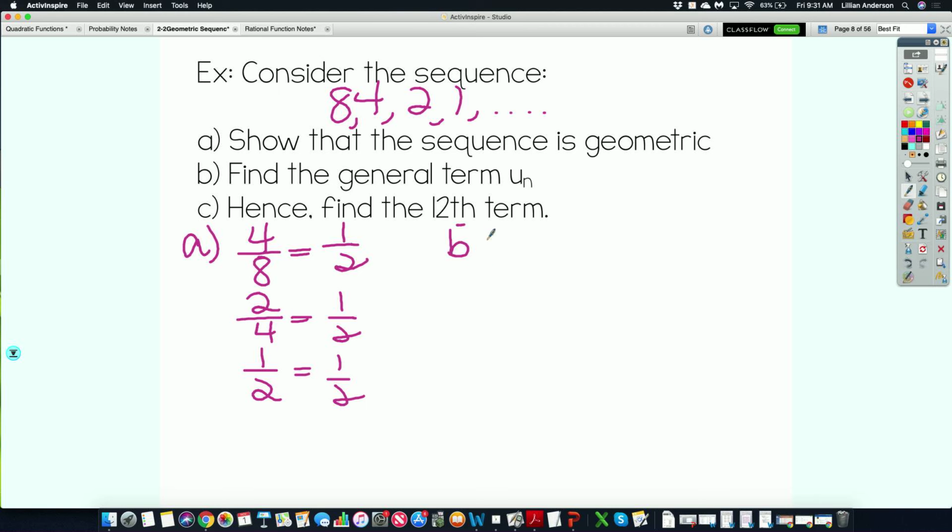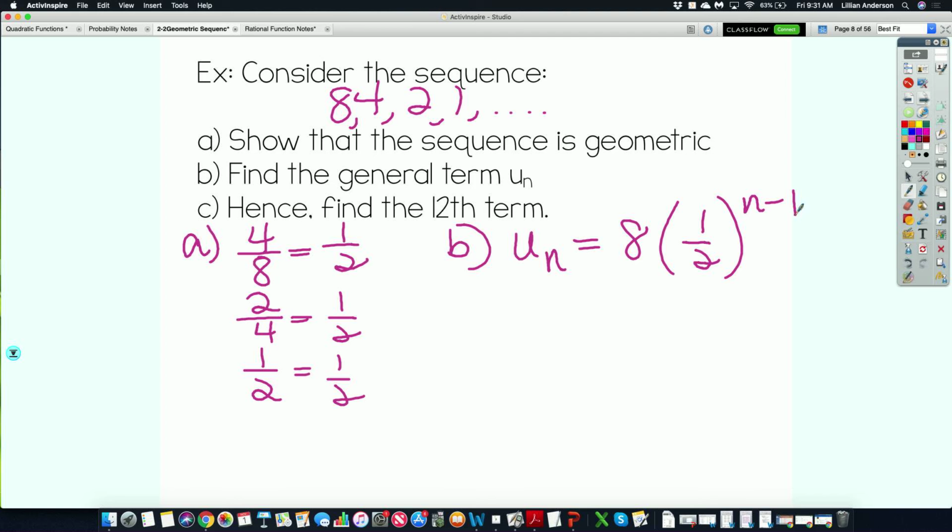Then we have to find the general term for u sub n. This one's a little bit easier because we really don't have to simplify as much as we would for an arithmetic. Okay, what's our first term? 8. Then it says r. What's our common ratio? 1/2. And that's being raised to the n minus 1 power, and that's it. No simplifying needed or anything like that.